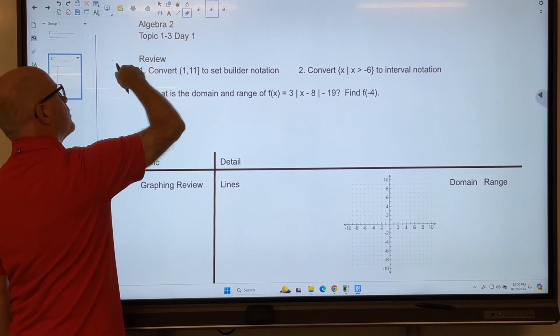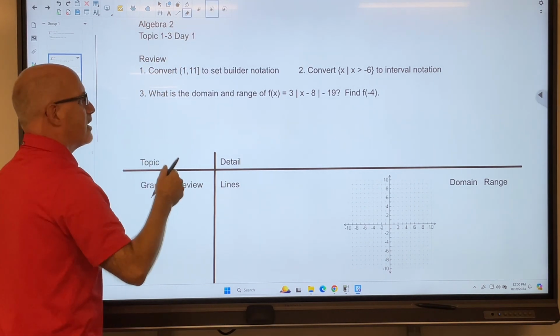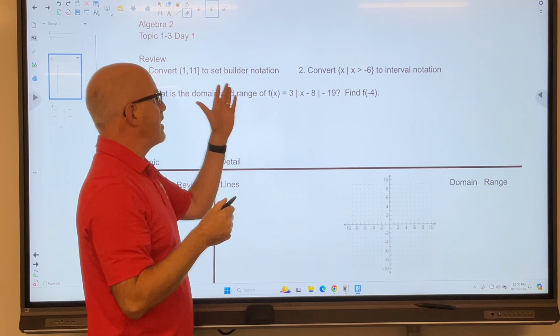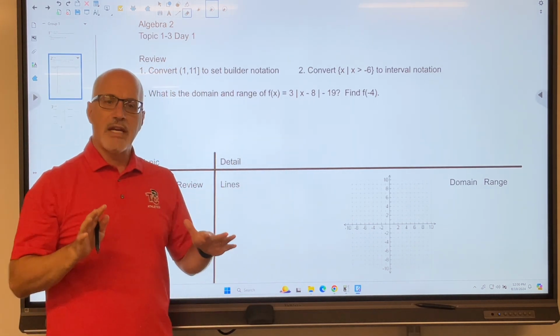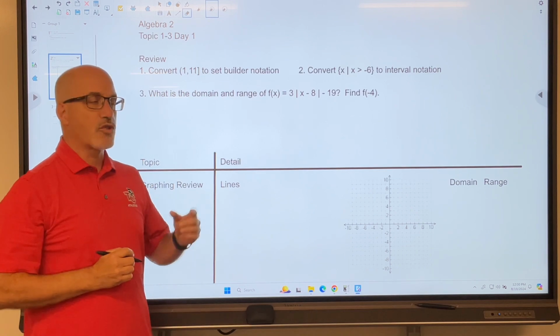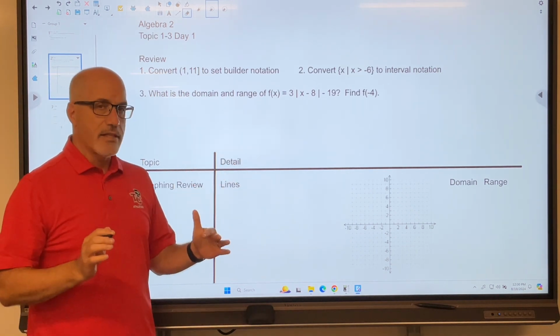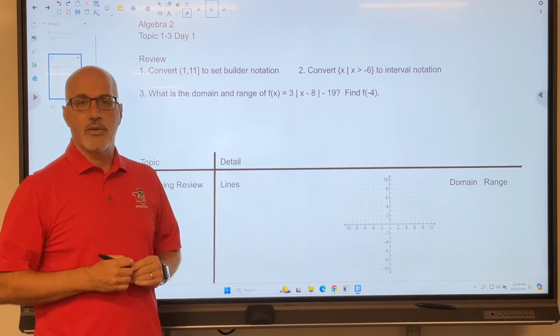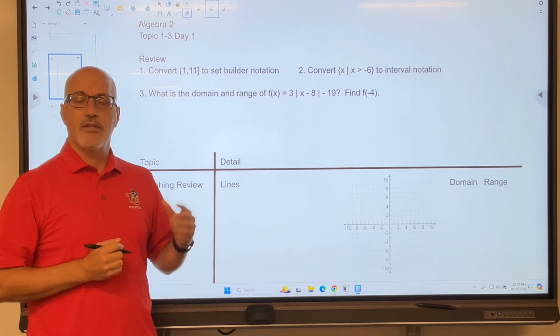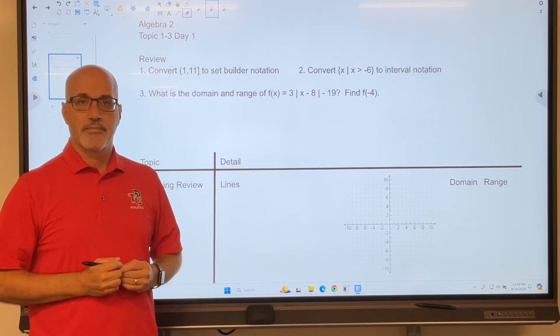Now, to take notes on this, we'll start off by having you try this review exercise. These three problems will remind you of a few of the things we've been doing. So try these three, pause the video, do the three problems, and then I'll come back and show you how to do it. So take time now to pause it and do these three problems.